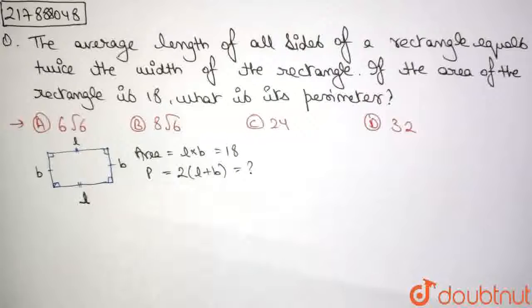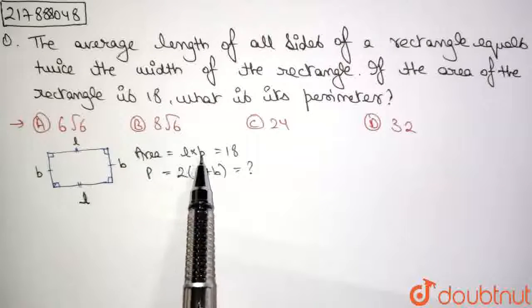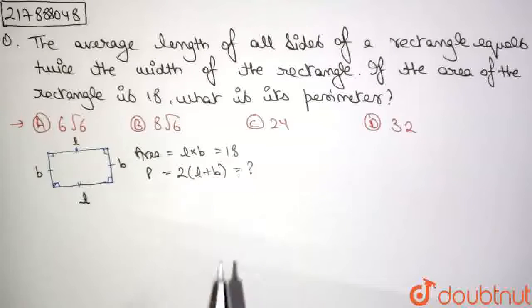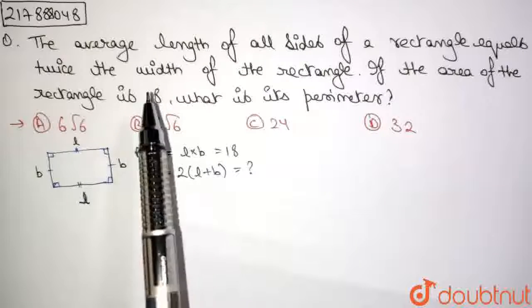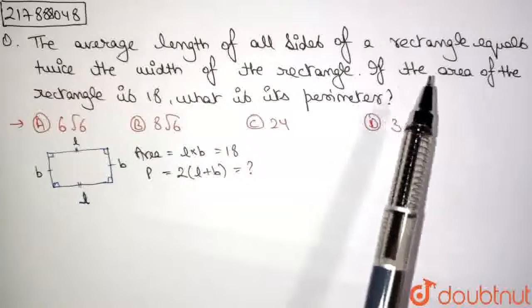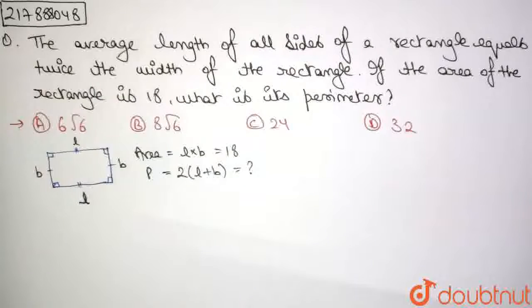What is twice of L plus B? If I have the value of length and breadth, I can actually calculate the value of the perimeter, because I already have a relation which is area equals L into B, which equals 18. Now, in the question I have also been given data that the average length of all sides of a rectangle equals twice the width of the rectangle.